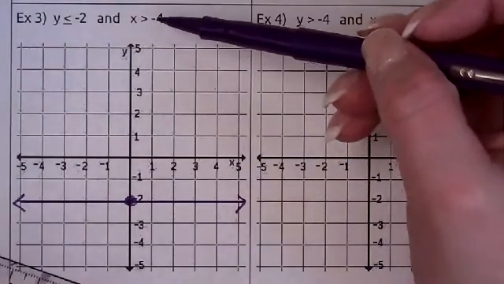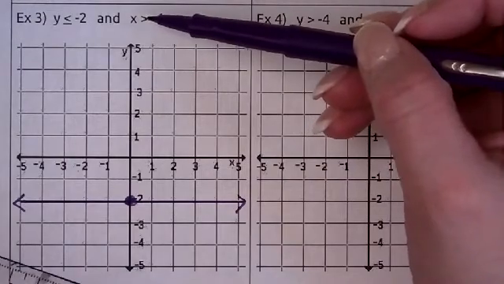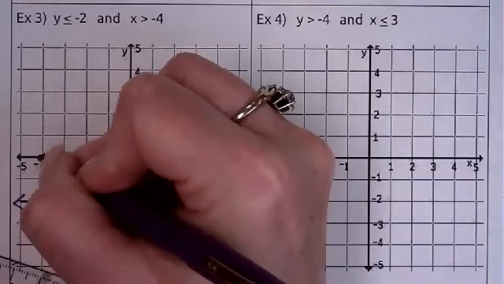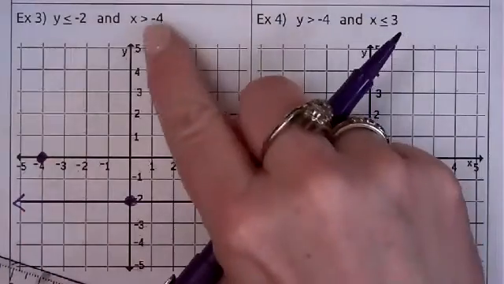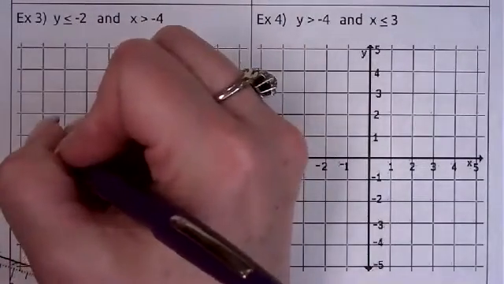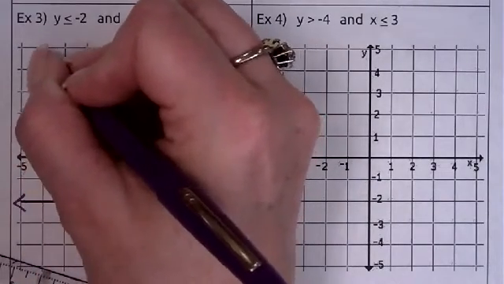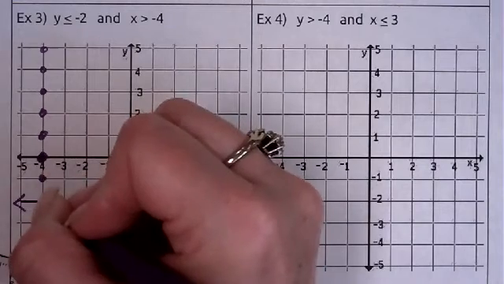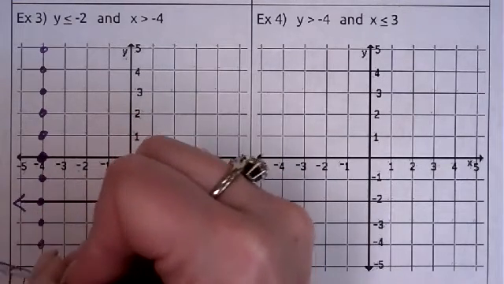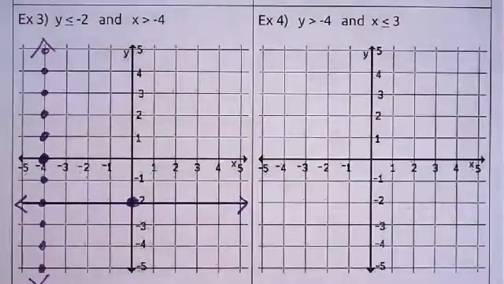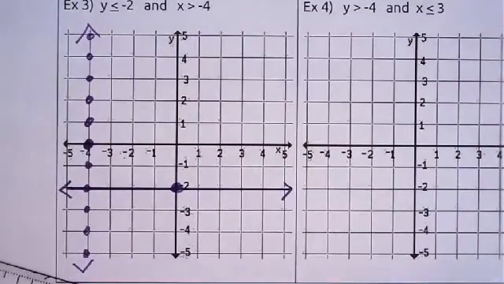Now, our second line is x is greater than -4. So I'm going to go to -4 on the x-axis. Okay. Now, it's going to be a vertical line that is dotted. All right, now before we even talk about shading, let's just stop and look at our graph right now. Our two lines just cut this graph into 4 regions.